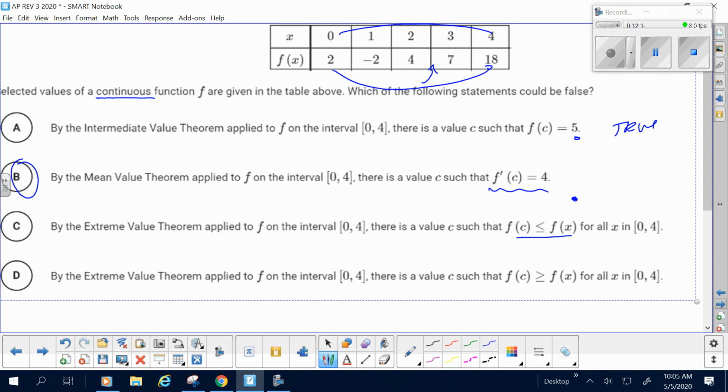So the curve could have an average rate of change of 4, but have this boop, boop, like this, in which case there is no place where the instantaneous rate of change equals the average rate of change. So that's the one because it requires differentiability, which we're not given.